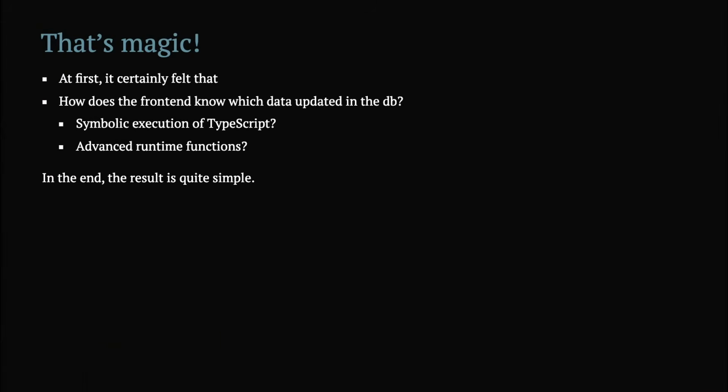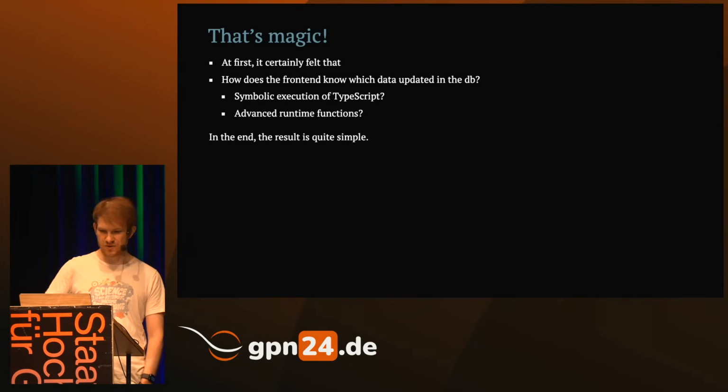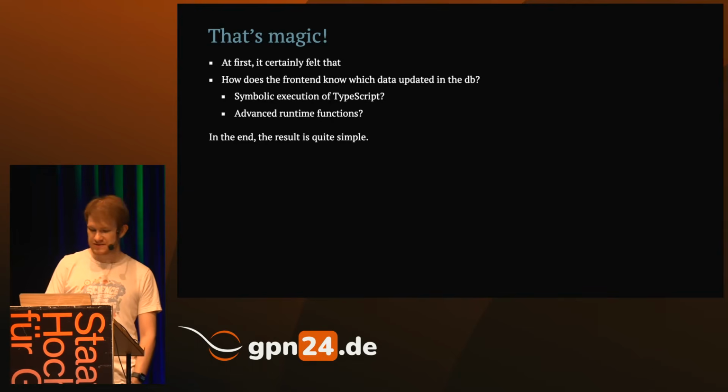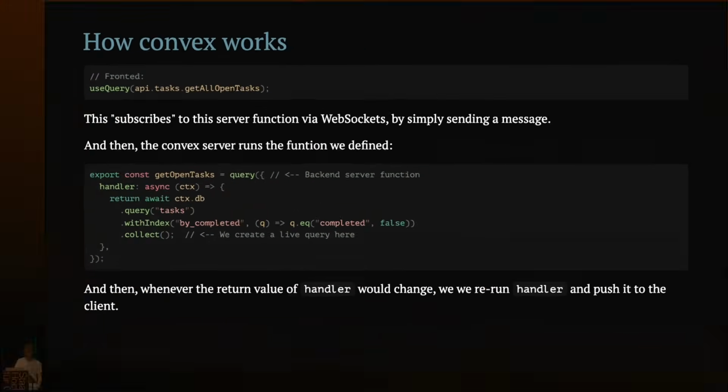And at first, it certainly felt like magic. I didn't even know how it was done, right? Like, how does the frontend know which data to update in the database? Did it do something like symbolic execution of the TypeScript and then run stuff in the database? I had a lot of theories that were extremely wrong. In the end, how this works is quite simple.